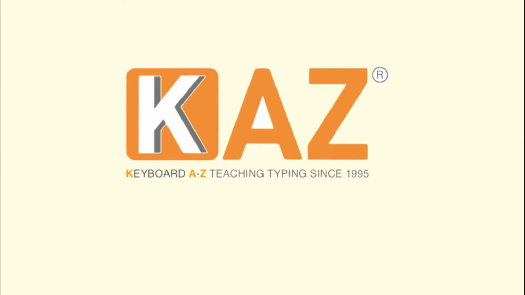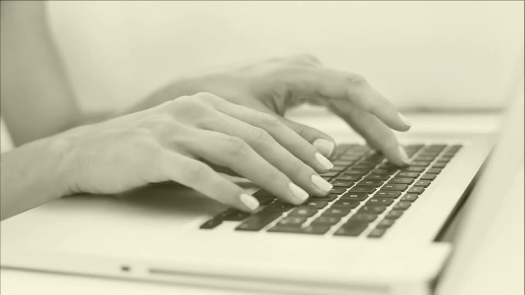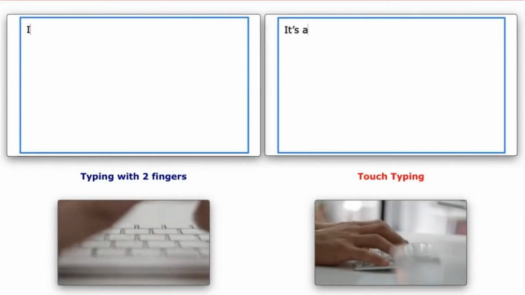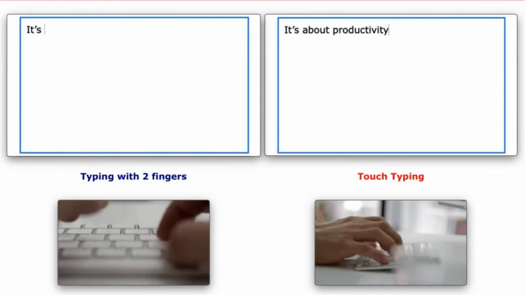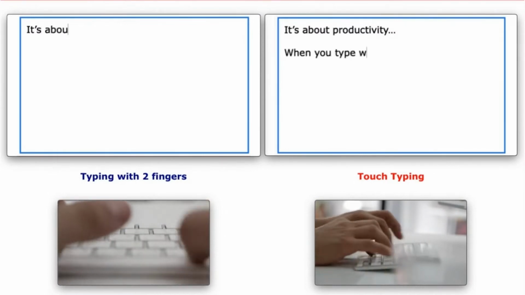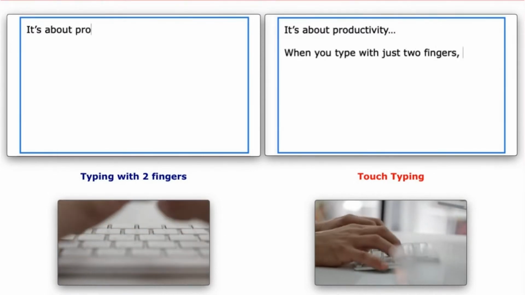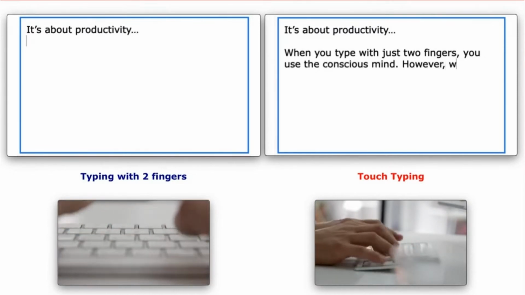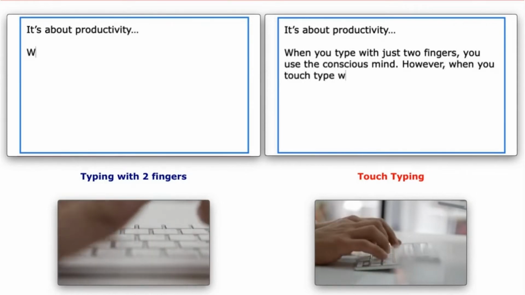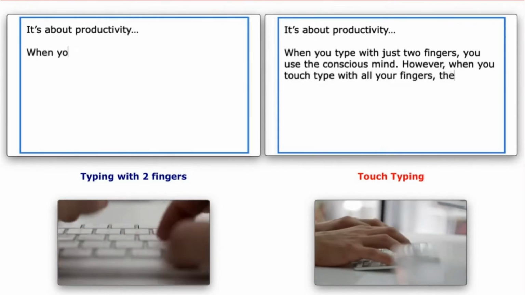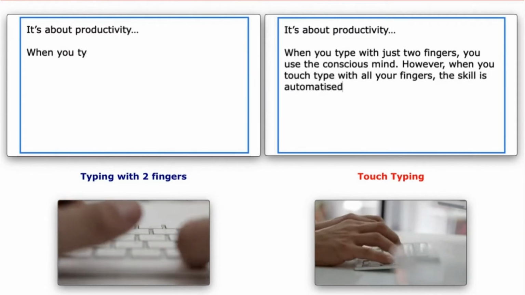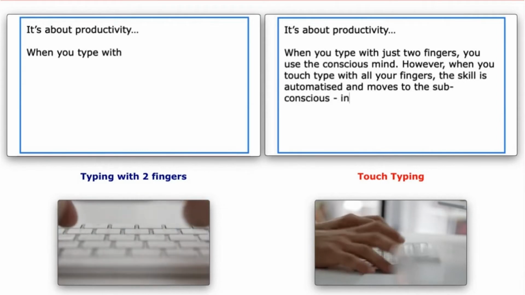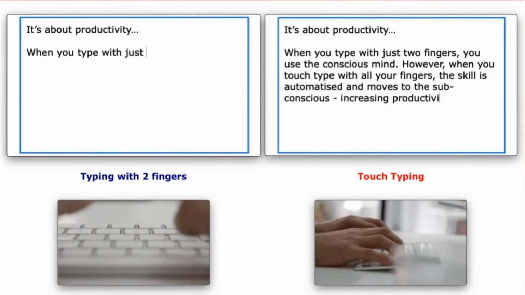Welcome to KAZ. It may be hard to believe, but touch typing can help you with study skills. Let me explain. When you type with just two fingers, dictate when using a scribe, or speak when using speech recognition software, you use your conscious mind, so you think as you do. This creates additional mental load. However, when you touch type with all your fingers and thumbs, the skill gets automatized and moves to your subconscious, leaving your conscious mind free to think and concentrate on planning, composing, processing, proofreading, and editing.